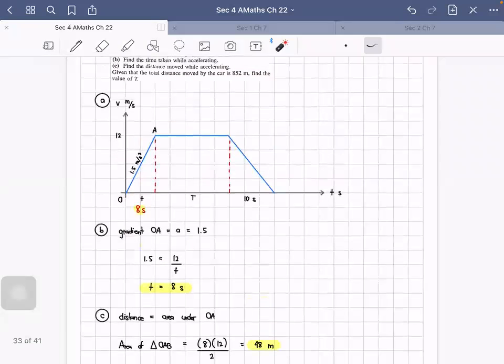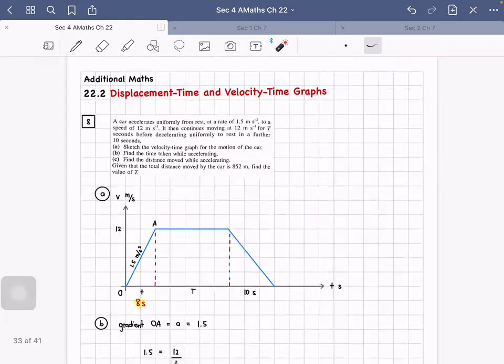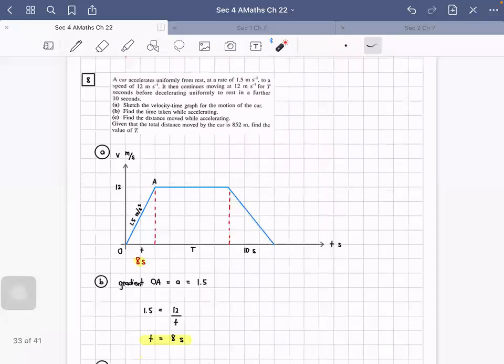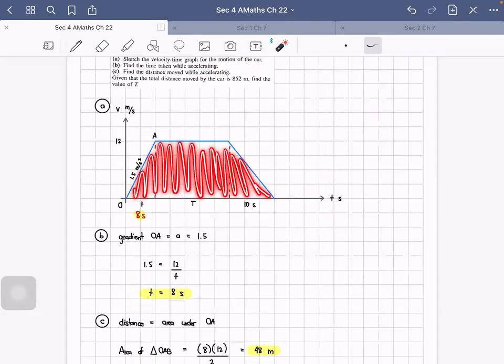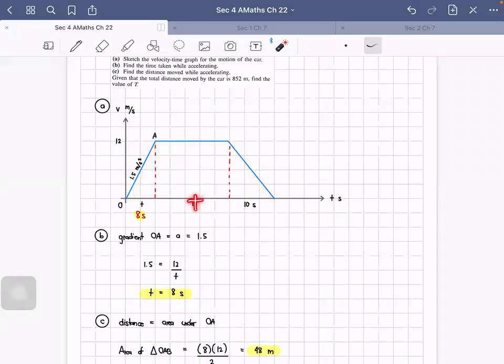Now let's have letter D, the last question, class. Given that the total distance moved by the car is 852, find the value of T. This was from the second sentence: the particle continues to move at 12 meters per second, its constant speed for this amount of time. So we need to compute that time now. The total distance traveled is 852 meters, and that translates to the area below this shape. To get t, we'll use the formula for the area of a trapezium, because this is one trapezium here.